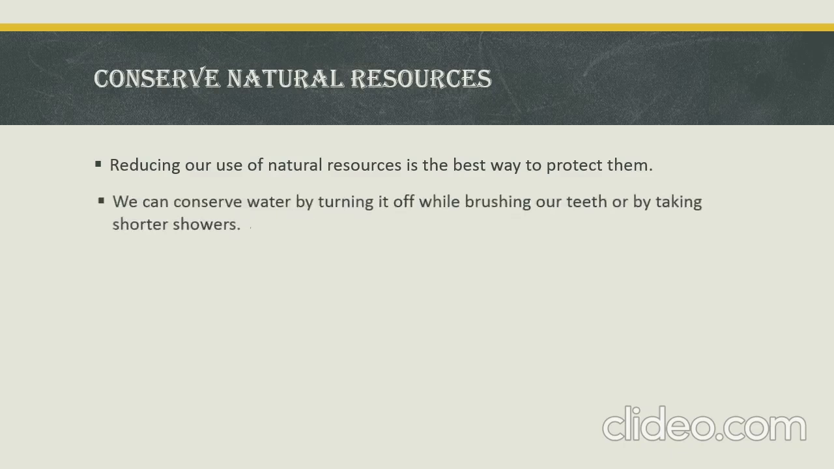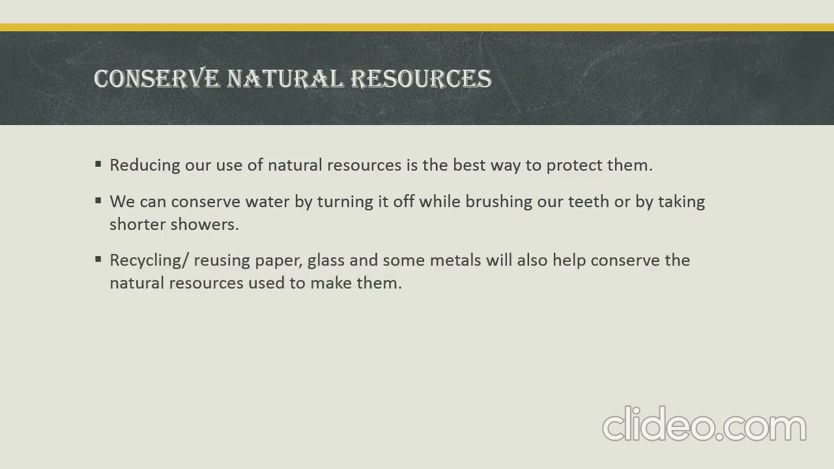So why do we need to conserve natural resources? Because reducing our use of natural resources is the best way to protect them. For example, we can conserve water by turning it off while brushing our teeth or by taking shorter showers. Recycling or reusing paper, glass and some metal will also help to conserve natural resources. So if we conserve these natural resources, they will be available for the next generation.